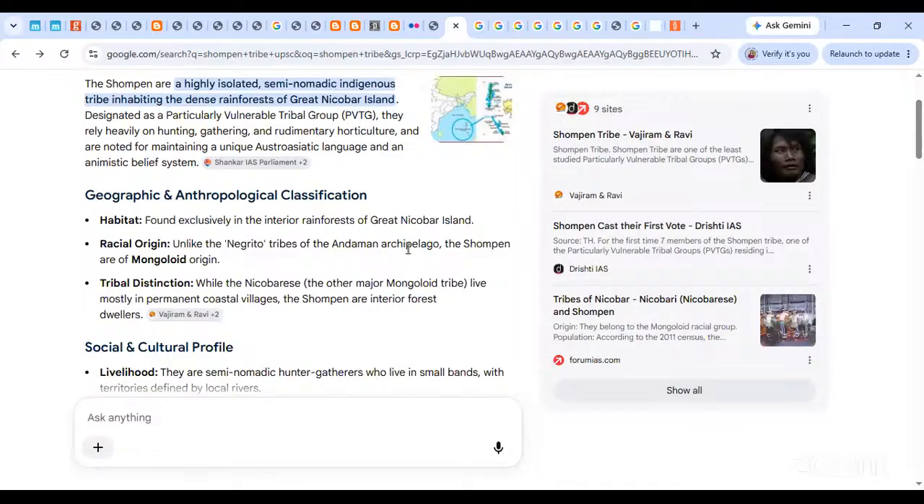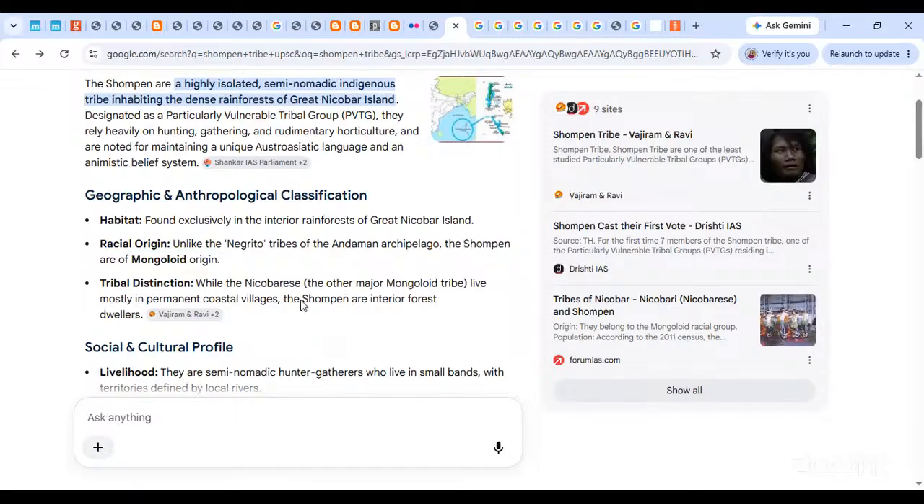Now the difference here is that the tribes of the Andaman archipelago are normally negroid in origin. जैसे अफ्रीकन्स दिखते हैं वैसे तरह के फीचर्स, फेशियल फीचर्स होते हैं नॉर्मली सारे अंडमान के ट्राइब्स के. Shompen is unique in the sense that they are of slightly Mongoloid origin. Mongoloid origin means they look like East Asians or Asians. Those are the Shompen tribes. You can see there is a picture over here, so that is how the Shompen tribes look.